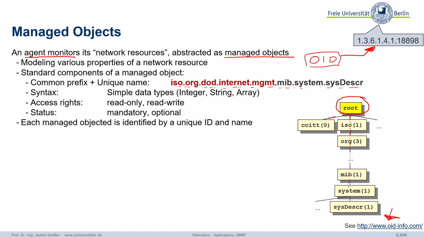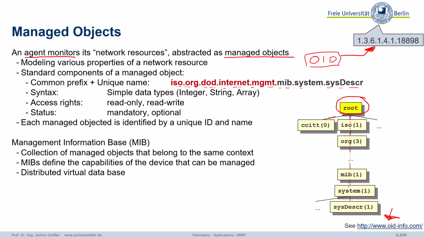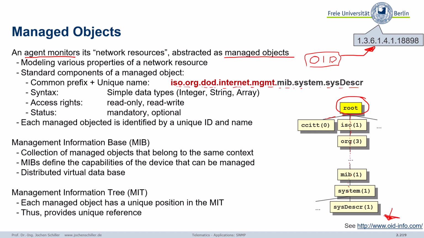Then we have maybe also a description of access rights. I will give you examples: read only, read write, and then some are mandatory, some are optional. So that's the idea. And all this is stored in a management information base, and this is then also called the management information tree. And all the managed objects have a position in this management information tree.